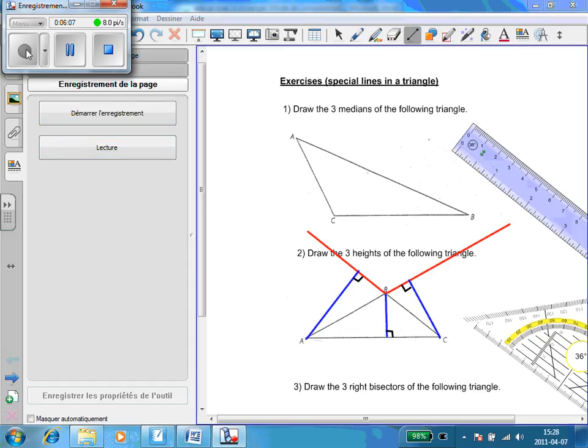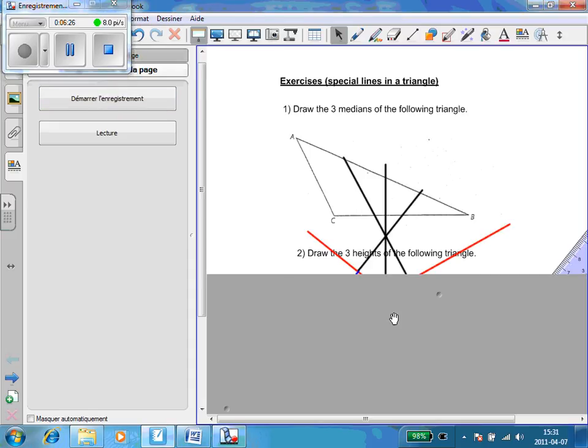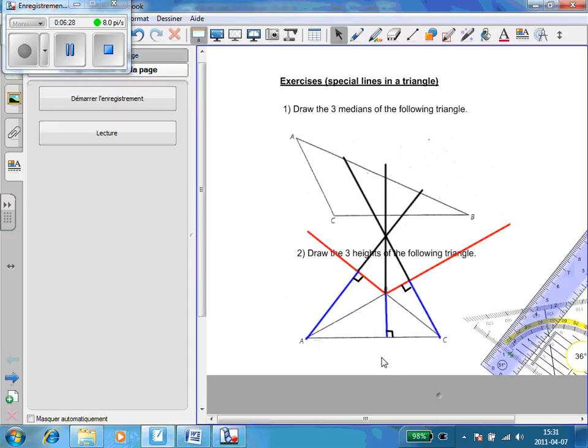In a different color, I'm going to do it. If your constructions were precise, your three heights should meet at the same point, at the orthocenter. So let's take a look. Well done!